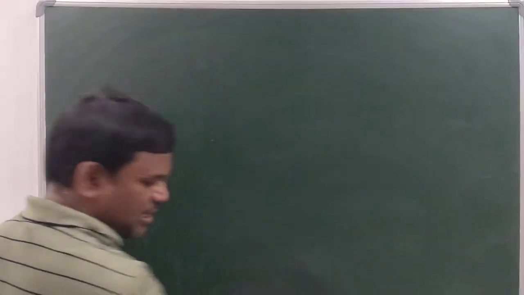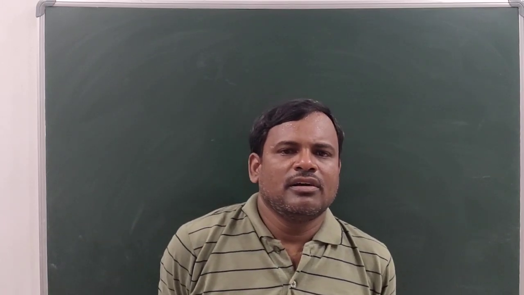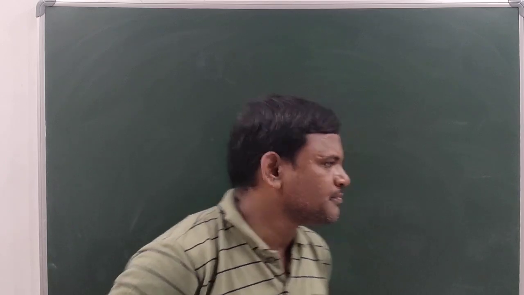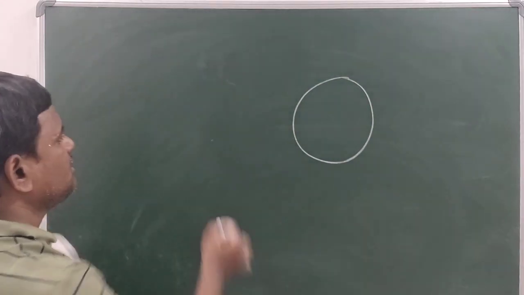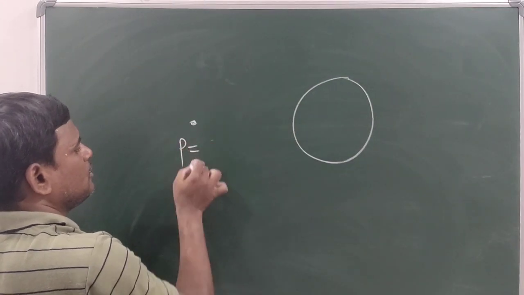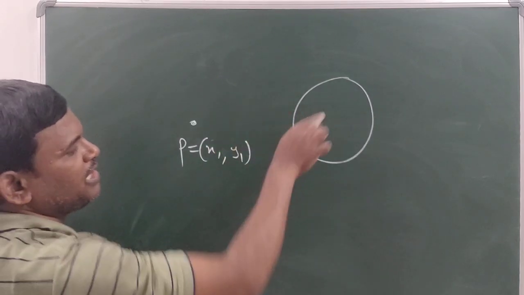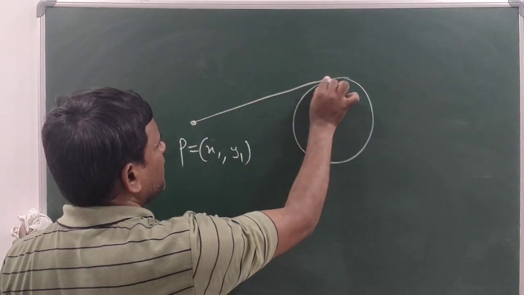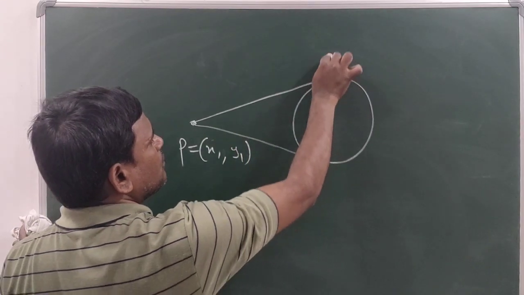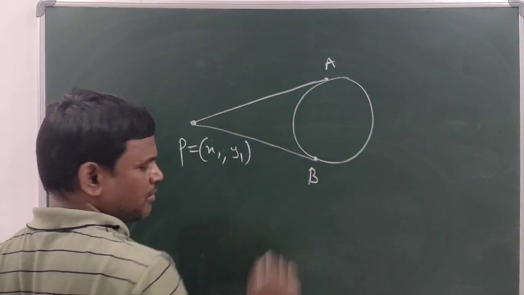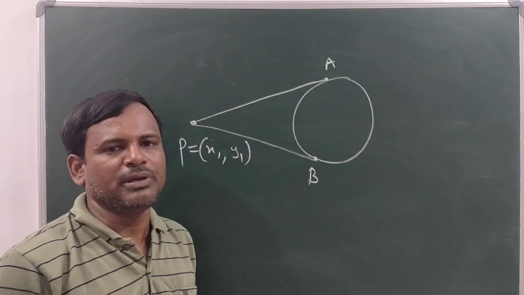Right. Next, let us go to the length of the tangent. See here. This is one exterior point whose coordinates are x1, y1. From this point to this circle, how many tangents can we draw? Two tangents. One can be drawn to this side, one more can be drawn to this side. So this is A, this is B. Both lengths are equal. You know that plane geometry property, PA equal to PB.